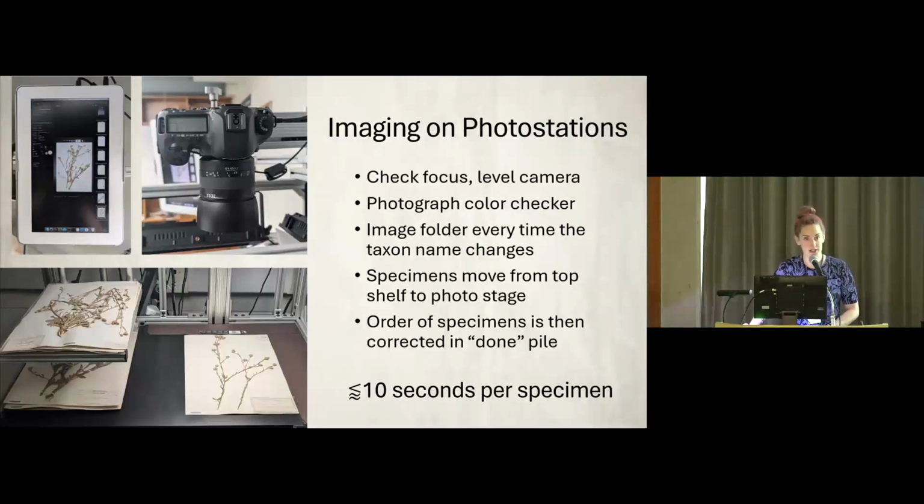So at the beginning of each imaging session, the operator will check the camera's focus and make sure that it's level. The first image of each session will be a large color checker that's used for correction during post-processing. And then we take an image of the folder the specimens are stored in each time there is a different taxon name.